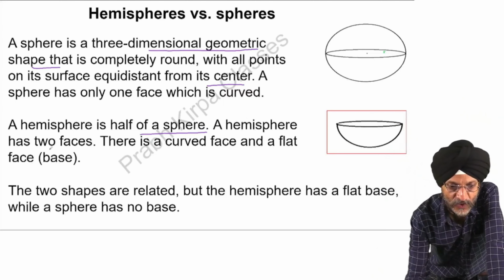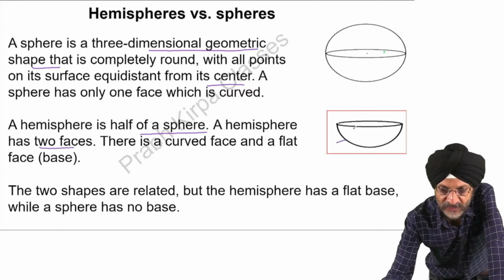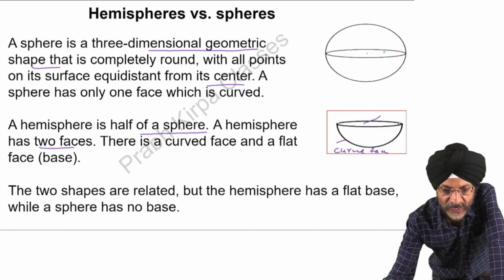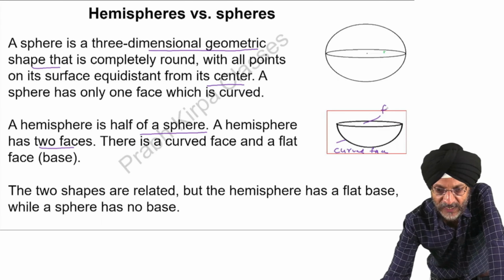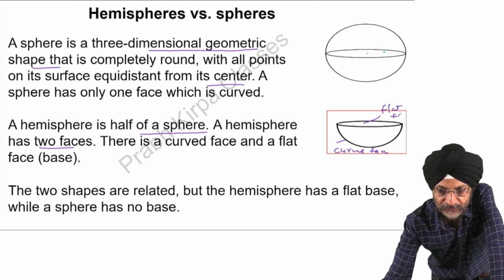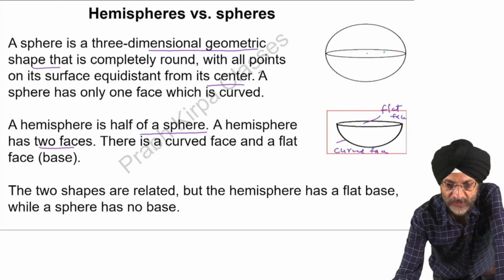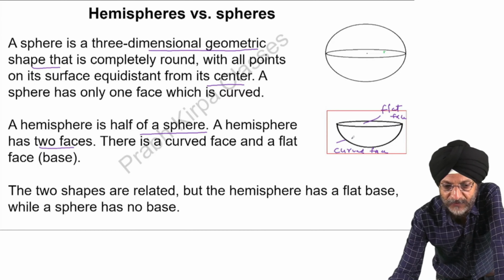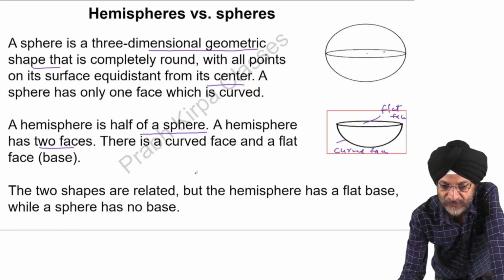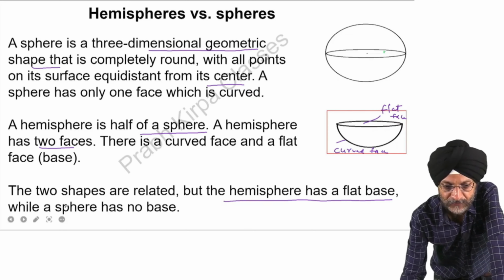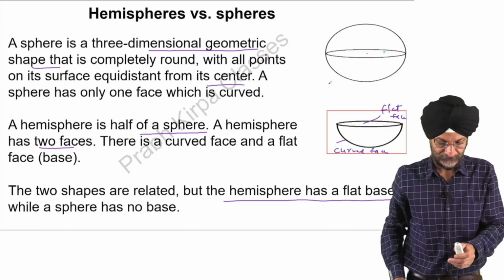A hemisphere has two faces. One is this, other is this. This face is known as curved face. And this is known as flat face. The two shapes, that is the sphere as well as the hemisphere, are related to each other, but the hemisphere has a flat base whereas a sphere has no base.